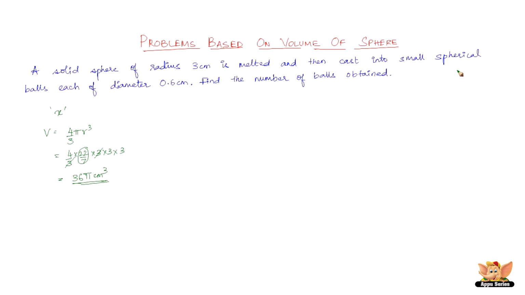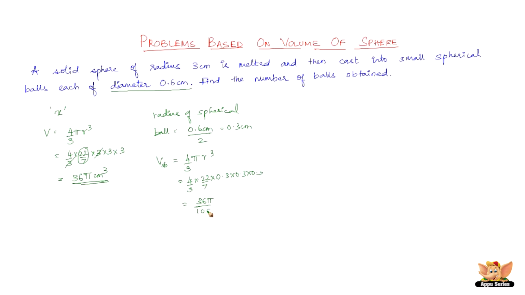Since we have to equate it anyways, let us keep it as pi. Now, finding the volume of the spherical ball, we've got the diameter, but we need the radius now. So the radius of the spherical ball will be equal to 0.6 centimeter divided by 2, because radius is half of the diameter. So this is 0.3 centimeter. Now let us find the volume of the spherical ball, which I'll write as SB. Volume of the spherical ball equals 4 by 3 pi r cube. It's the same thing except that it's a smaller one. So it's 4 by 3 into 22 by 7 into r cubed, which will be 0.3 into 0.3 into 0.3. On solving, we get 36 pi by 1000 centimeter cubed. Because you divide 0.3 by 10 and make it 3, so it will be 3 by 10, 3 by 10, 3 by 10. So on solving that, you get 36 pi by 1000 centimeter cubed.